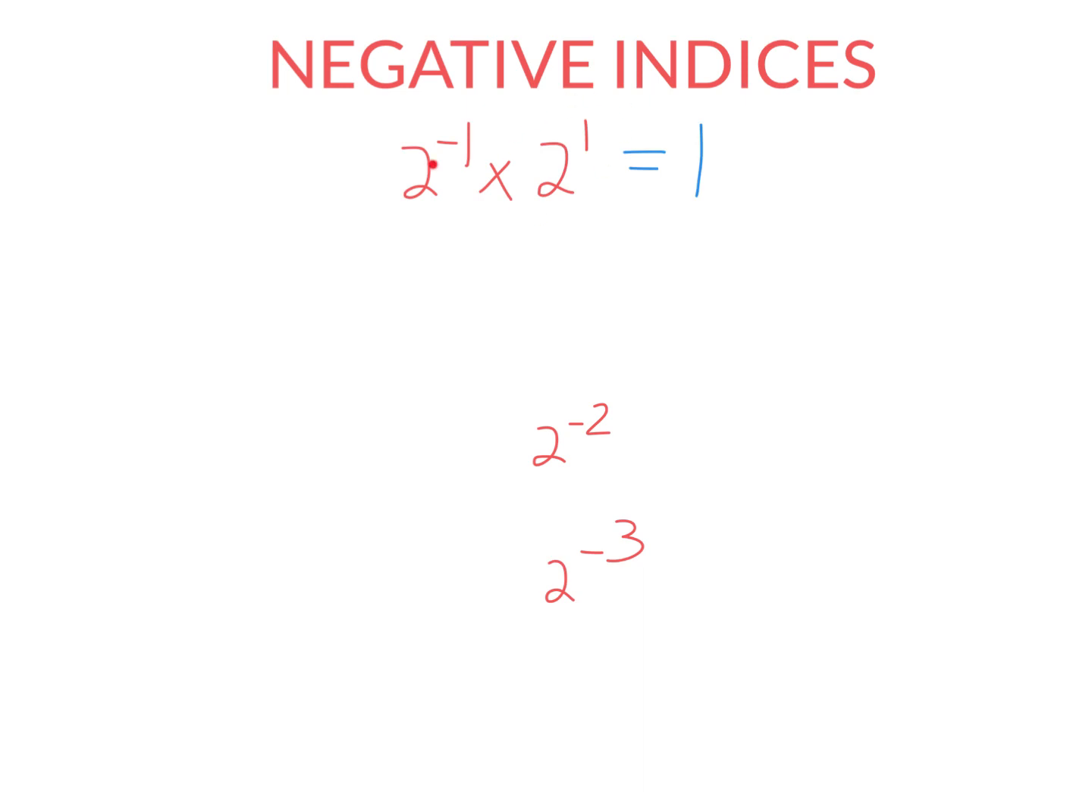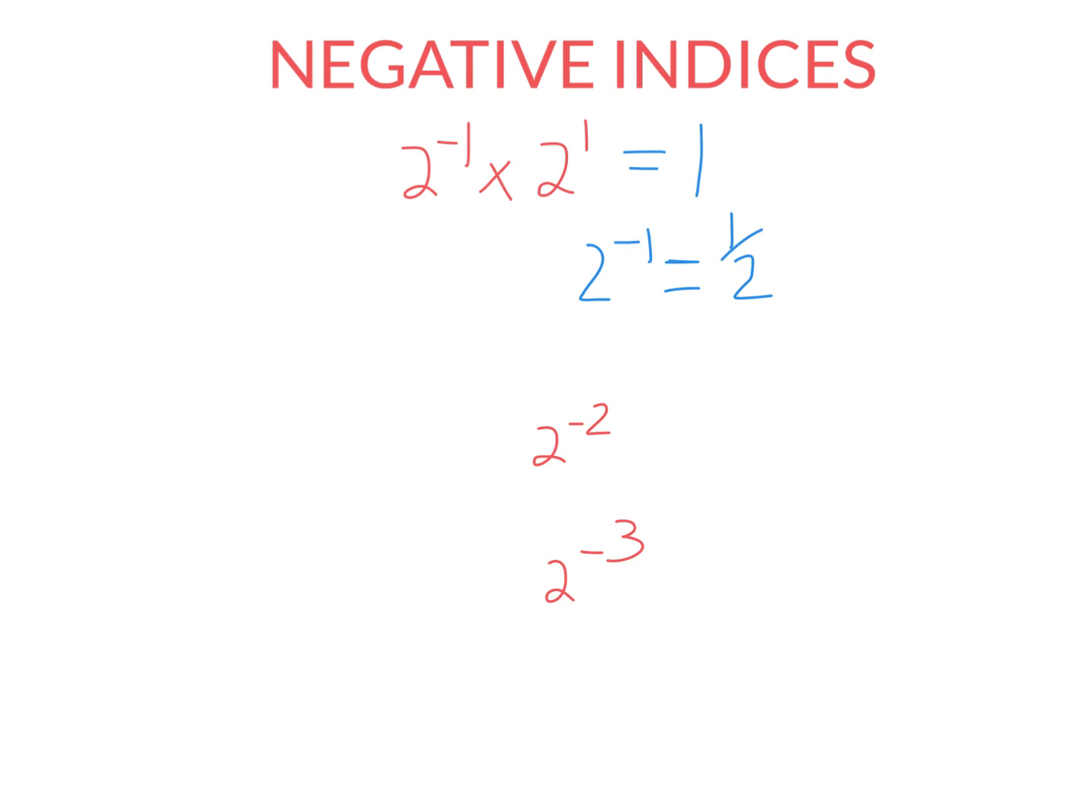So I don't know what 2 to the power of negative 1 equals, but I know that when I multiply it by 2, I get an answer of 1. So that means 2 to the power of negative 1 must be equal to a half, because a half is what you multiply by 2 to get 1. Essentially, I've just divided this side of the equation by 2 and divided this side of the equation by 2. So 2 to the negative 1 is a half.